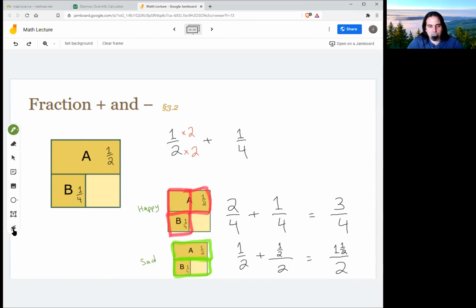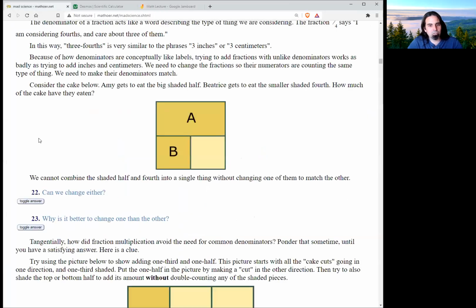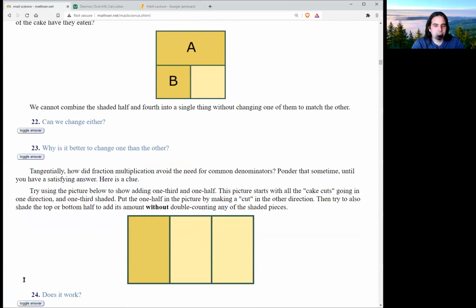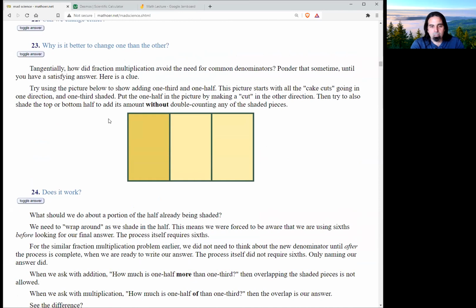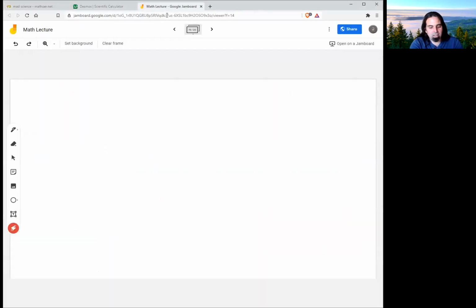Okay, if your brain loves pictures, then maybe that helped. If not, you probably hated the past 5 minutes. Let's move on away from the pictures because they don't help everybody. No, I'm lying. One more picture. Let's add 1/2 and 1/3.